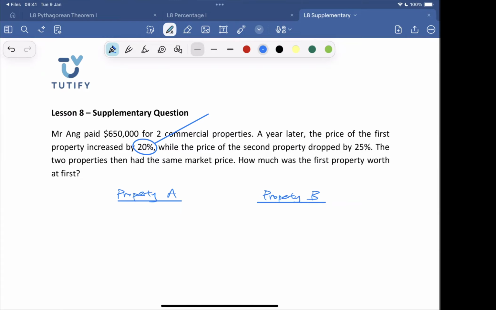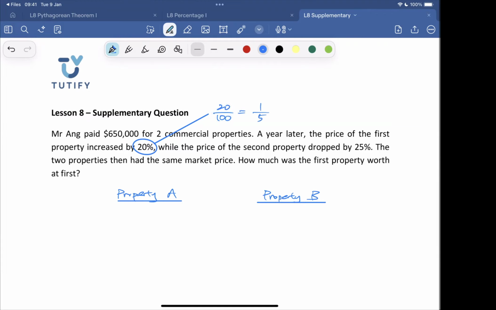What is 20%? 20 divided by 100. So what fraction is it? 0.2. No, 0.2 is not a fraction, it's a decimal. I'm asking for a fraction. 20 over 100. Yes. Can you simplify the fraction for me? Make it smaller, divide by 20. What do you get? 1 over 5.